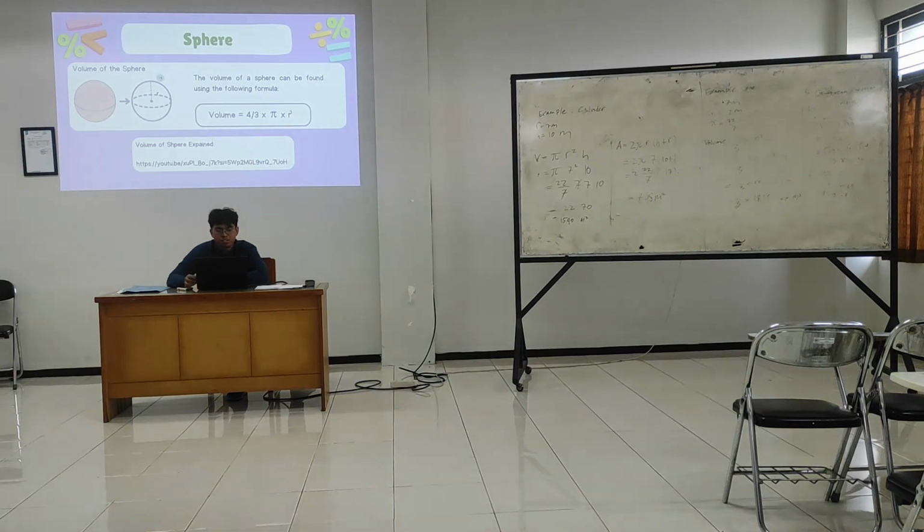Okay, after seeing the figure, you understand where the volume of a sphere comes from. Yes, so here is an example of the sphere. Calculate the volume of the sphere and calculate the surface area of the sphere. Can you guys help me to find the volume and the surface area?